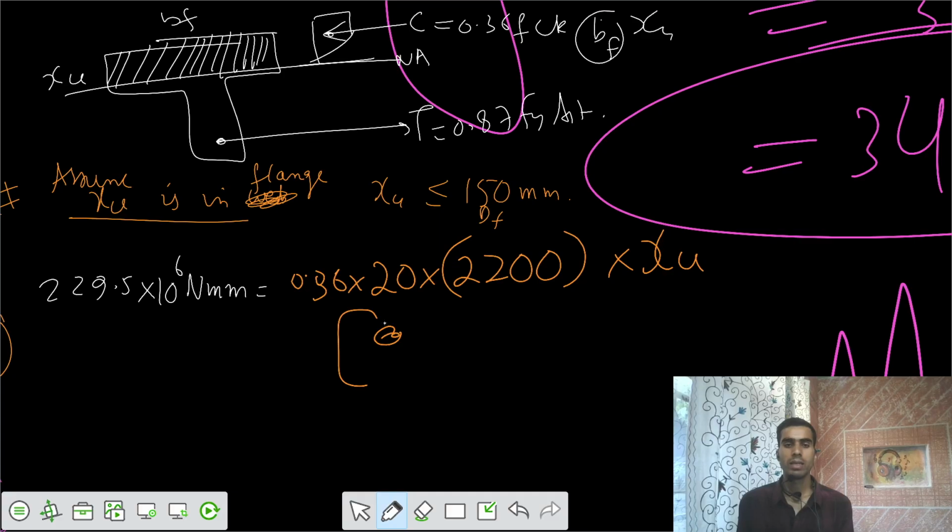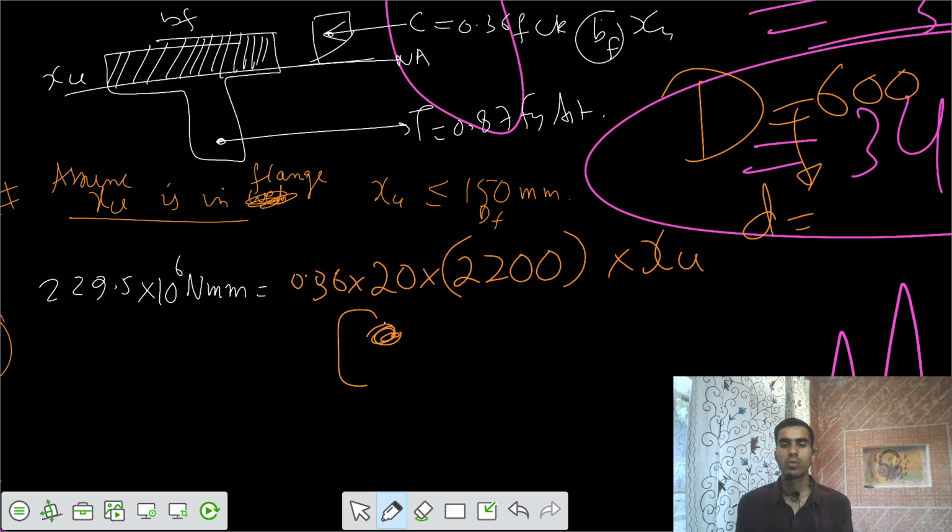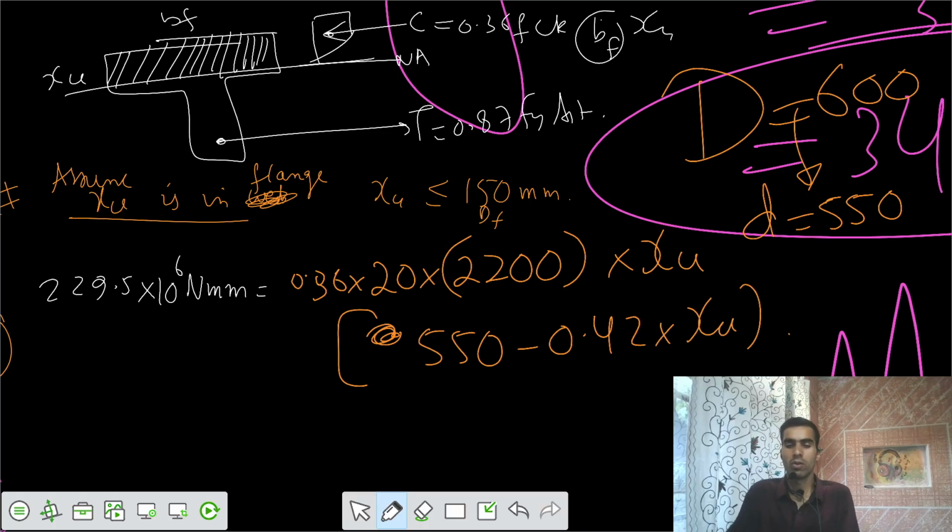I don't know the value of D, but I assumed that capital D was 600, and based on that I had assumed that small d is 550. So 550 minus 0.42 XU. So we got one quadratic equation. Let's solve for the value of x. And you might be getting some value closer to 25 to 30 millimeters. Let's try to solve that. Let's have the equation and go for the quadratic equation.